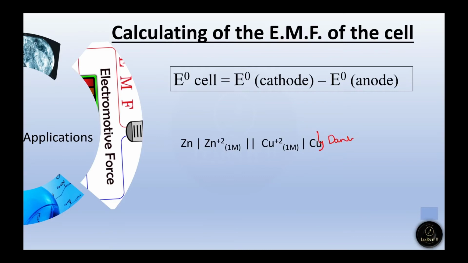So this is the Daniell cell. The Daniell cell consists of zinc and copper electrodes, which are connected by a salt bridge. Here E naught of the cell, that is EMF of the cell, is equal to E naught of cathode. So here copper acts as a cathode and zinc acts as an anode. So standard reduction potential of copper electrode is 0.34 volt minus standard reduction potential of zinc electrode, which is minus 0.76. That's why we get 1.1 volt.